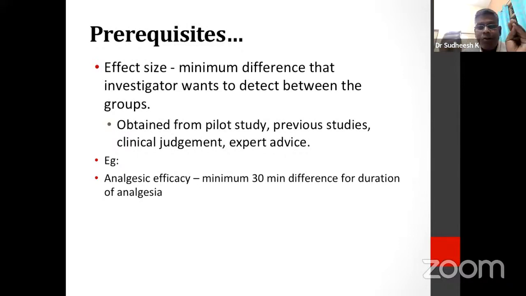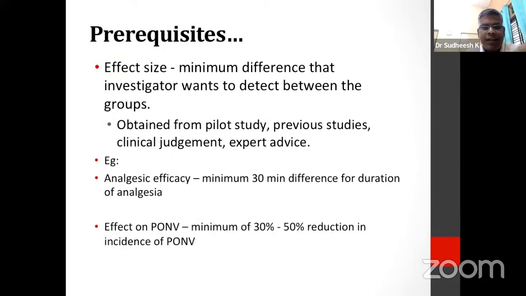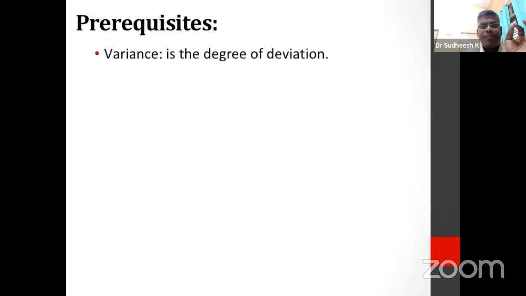It doesn't matter. But by putting this particular sentence, what you are trying to tell is that to say drug A is better than drug B, there has to be a minimum 30 minutes difference between the two groups, so that you can say it is clinically relevant or clinically significant. That's what you are trying to put forth by assuming an effect size. Likewise, whenever you consider proportions, let us say effect on PONV, drug A versus drug B, there has to be a minimum difference between the two groups of 30%. We have to assume a minimum of 30% between the two groups to say drug A is better than drug B.